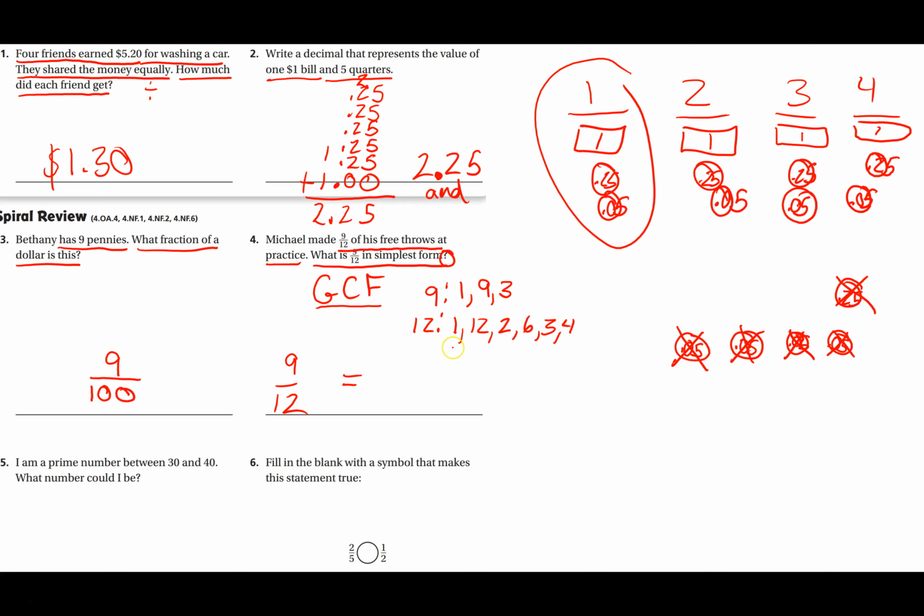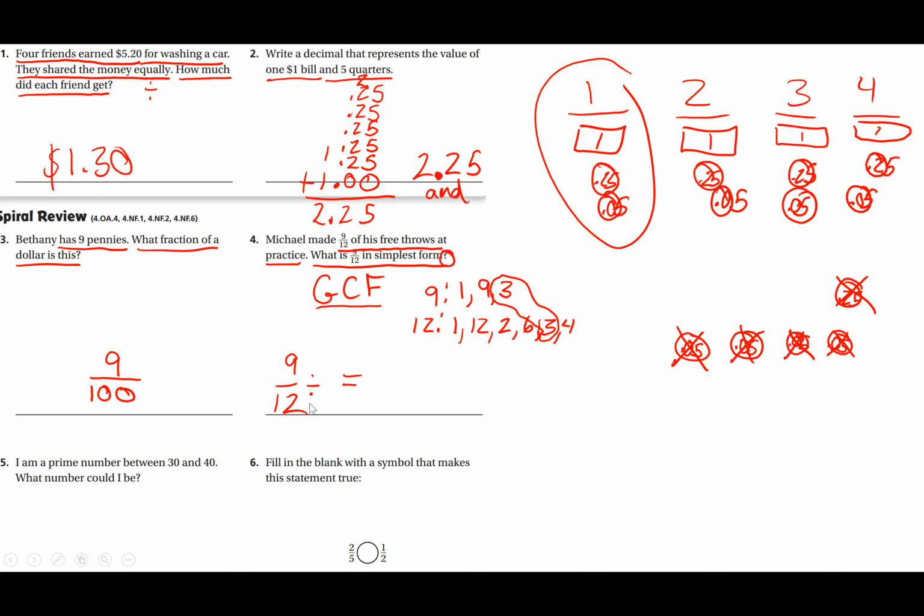Obviously they have a 1 in common. They have a 9 in common, no. 3, yes, 3 they have in common, and that's the biggest number they have in common. And I do this GCF step because that 3 tells me what I'm going to divide the numerator and the denominator by. This 3 tells me what I'm going to do my division by.